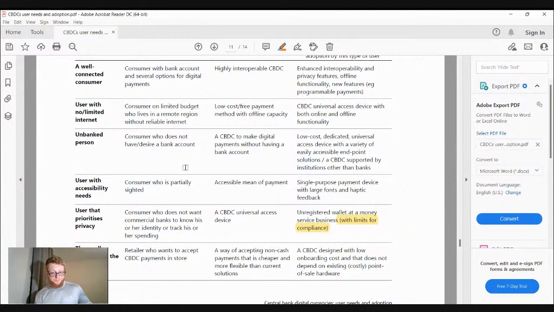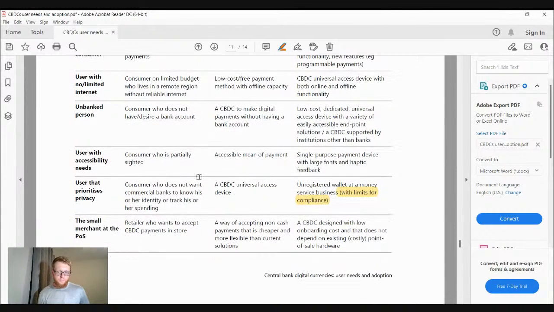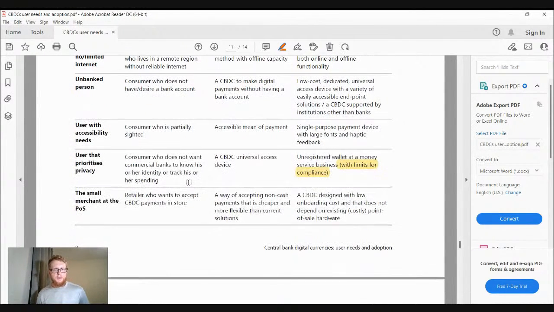But so basically, they say a central bank digital currency could be an accessible means of payment. And so a single purpose payment device with large fonts and haptic feedback would be one way to do it. I guess that answers that question, to a certain degree. I mean, if they're completely blind, I guess that's what the haptic feedback's for.